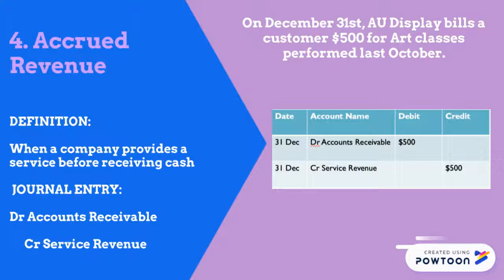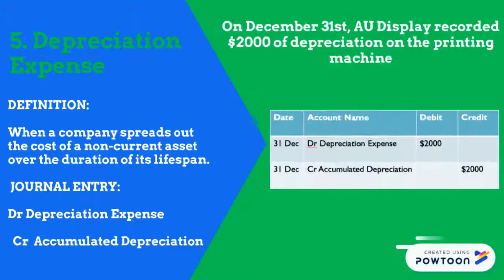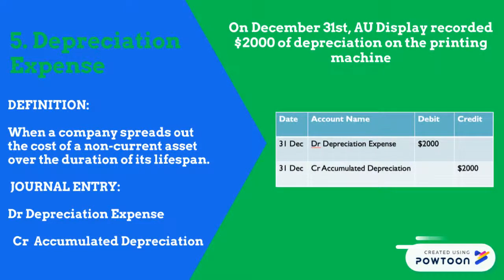And finally, depreciation expense is when a company spreads out the cost of a non-current asset over the duration of its lifespan. So in this situation, you would debit depreciation expense $2,000 and credit accumulated depreciation $2,000 on printing machine.